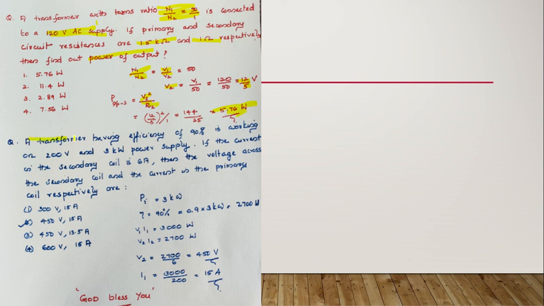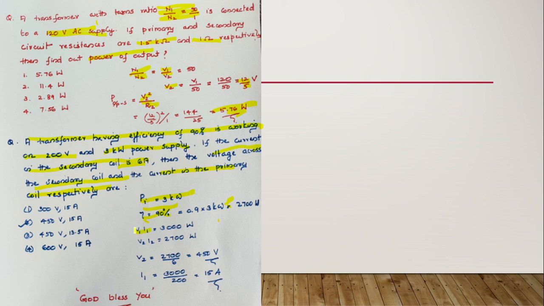Again, one more question. A transformer having efficiency of 90% is working on 200 volt and a 3 kilowatt power supply. If the current in the secondary is 6 ampere, then the voltage across the secondary coil and the current in the primary coil respectively are. So here, keep in mind the very important concept, the power input is equal to 3 kilowatt. So eta, the efficiency, is 90%. So the workable one is 0.9 times 3 kilowatt, that is 2700 watt.